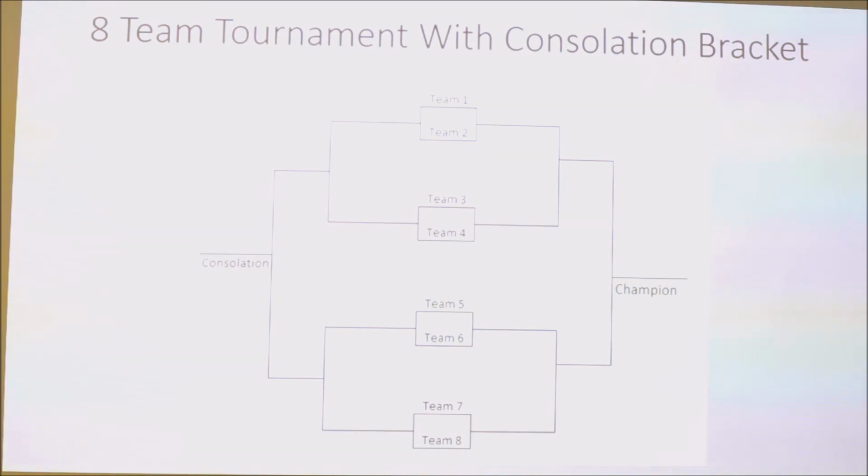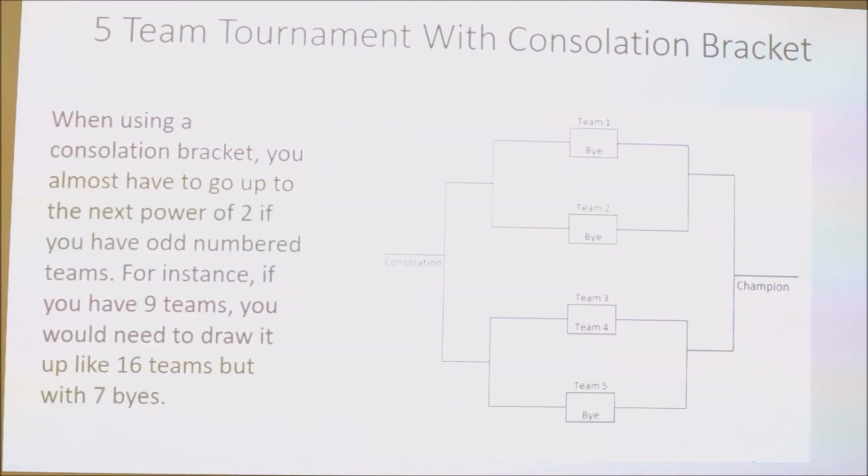You'd give them opposite ends of the bracket. And if you have a consolation bracket, which some people like to choose because they don't want to go to the trouble of having a double elimination, but they do want to give all their teams an opportunity to play more than one game, you simply take the champion to the right and the consolation to the left. And that way everyone gets at least 2 games.